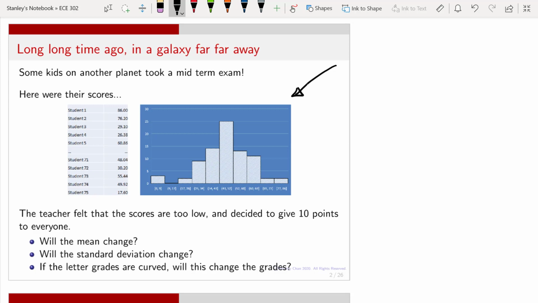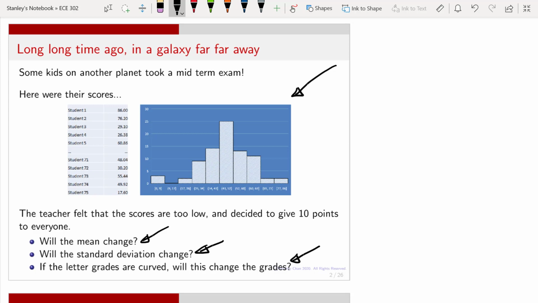So the question that we want to ask will be the following. By looking at the histogram here, certainly we can calculate the average. In fact, this is something that we would do every day. And now if we add 10 points to everyone, what will happen to the average? Or using a technical term, we call it the mean. We can also ask, if we add 10 points to everyone, what will happen to the standard deviation?